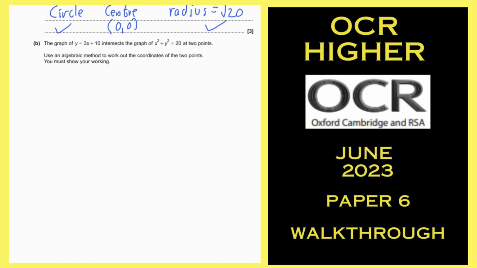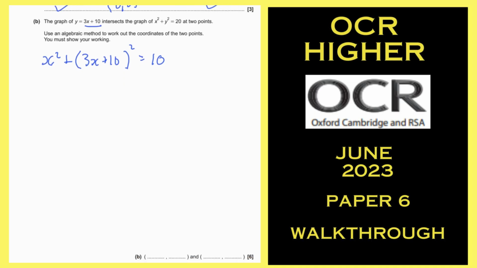Part B, the graph of y equals 3x plus 10 and x squared plus y squared equals 20, they basically intersect, which is a waffly way of saying solve these simultaneous equations. I'm going to stick with the x squared plus y squared, except I'm going to replace the y with 3x plus 10. And then, how on earth do we solve these? We get them in quadratic, we expand the bracket, we collect like terms, we make it equal to 0, then we solve it. So let's crack on.